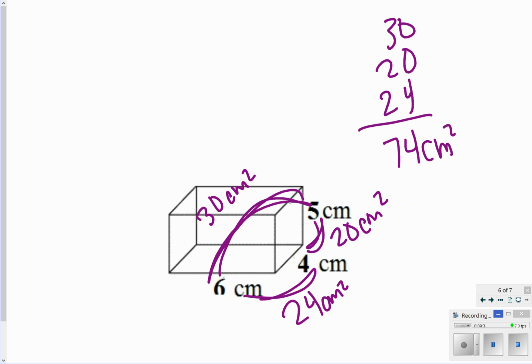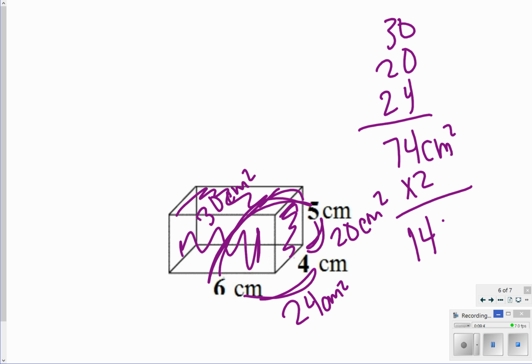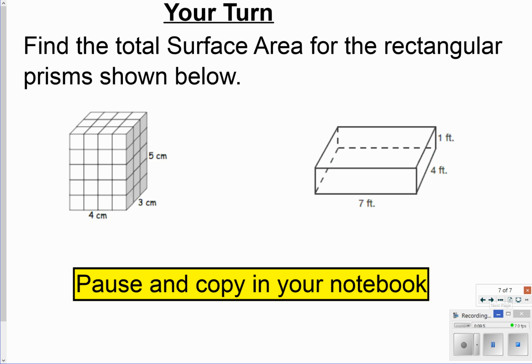But we know that that was just part of it. We had our top part there, and of course this on top. And we know that there's 6 of them. So we're going to multiply the whole thing times 2, and we get 148 centimeters squared, because we're talking about the surface area. Very good. All right.